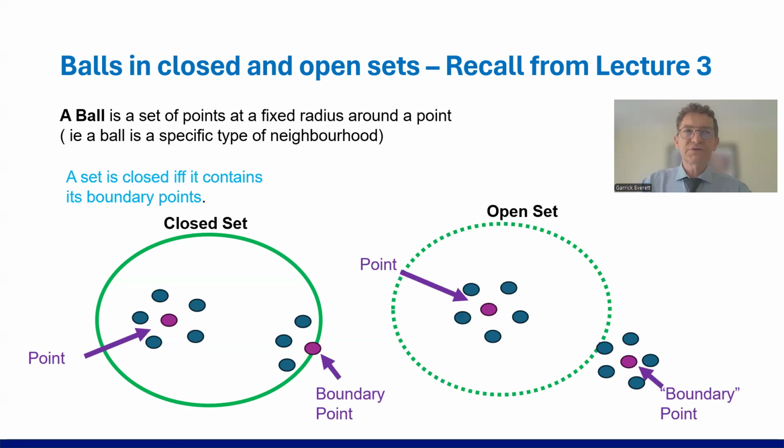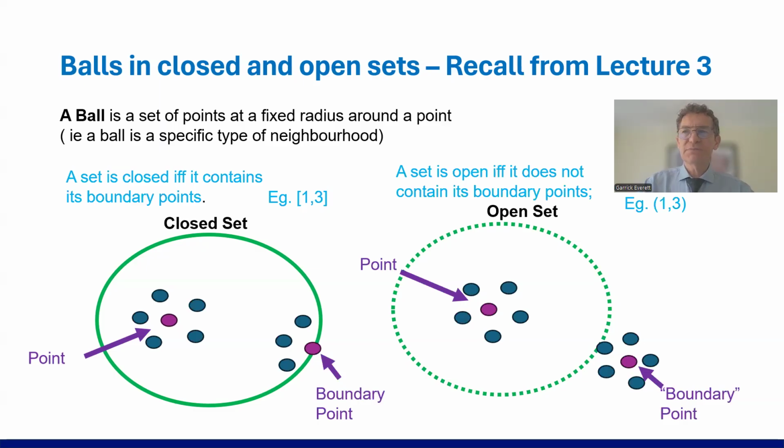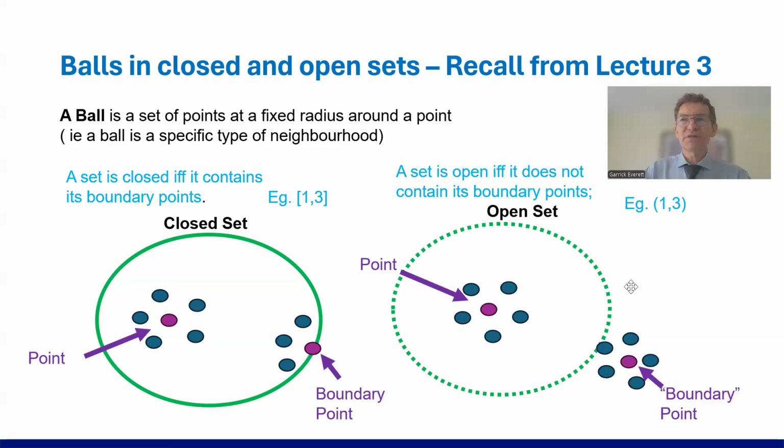So a set is closed if and only if it contains its boundary points. A set is open if and only if it does not contain its boundary points. An example here would be (1, 3) with obviously rounded brackets to say the 1 and 3 are not included. So that was from lecture 3, just as a reminder that you have seen balls in terms of a set of points with fixed radiuses, so included and excluded from the boundary. Okay.